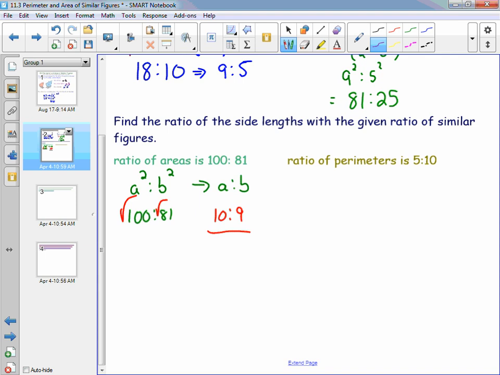Ratio of perimeters is 5 to 10. Ratio of perimeters is also A to B. So all you need to do is reduce this to 1 to 2, and that would be your final answer if they give you the ratio of perimeters.